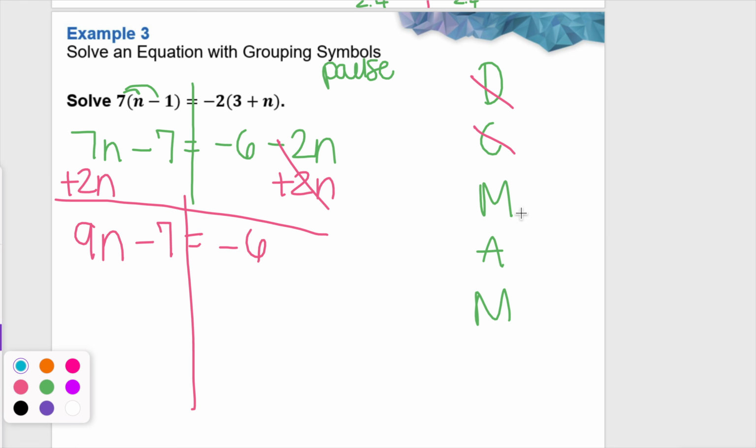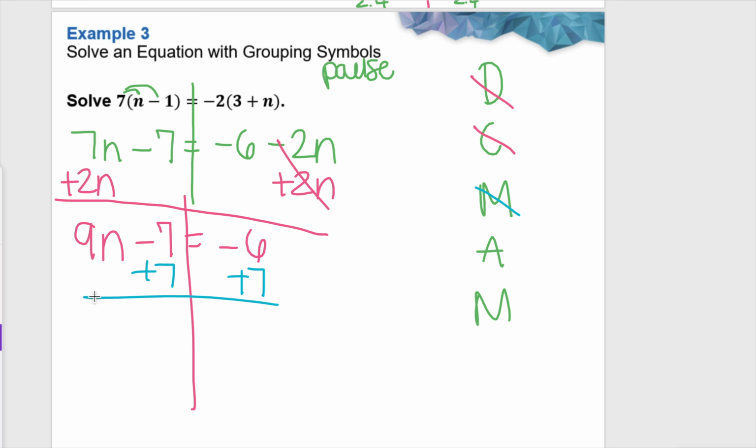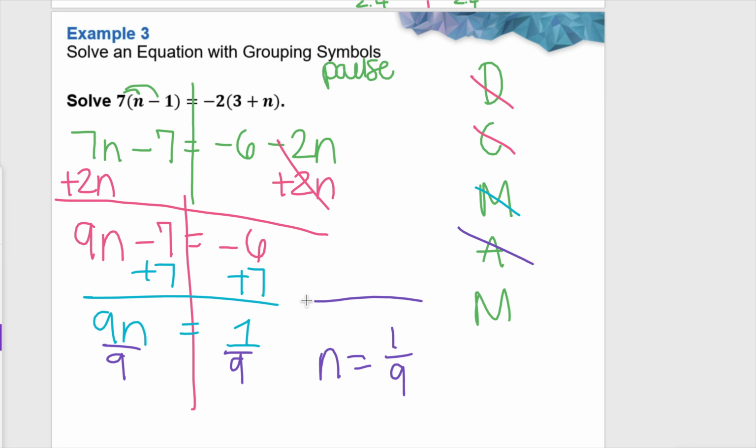Next step would be adding or subtracting, so I'm going to add this 7 to both sides. Negative 6 plus 7 is a 1, so I have 9n is equal to 1. And then my final step would be to multiply or divide. Here, when I divide by 9, you can keep it in a simplified fraction form, which is 1/9. Otherwise, you would get a repeating decimal. I think it's like 0.1 repeating.